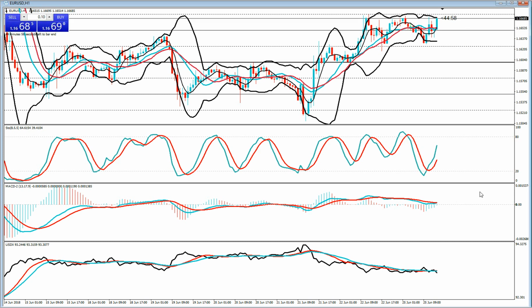So this is an indication of what we're looking at with regard to mirroring. We want to see all our time frames looking the same to give us that edge.